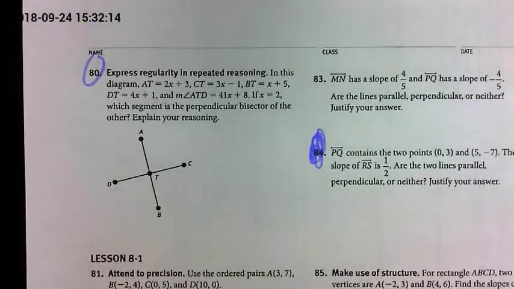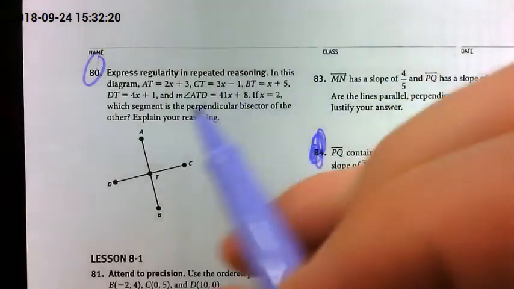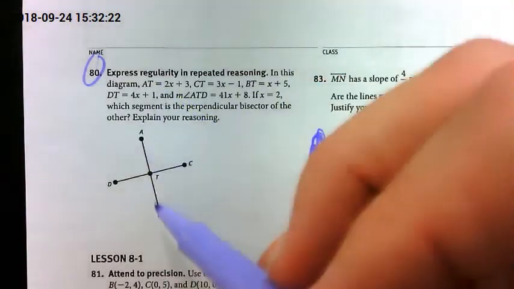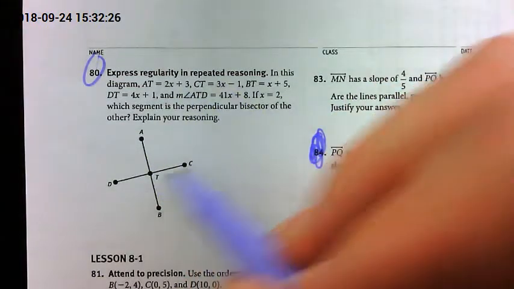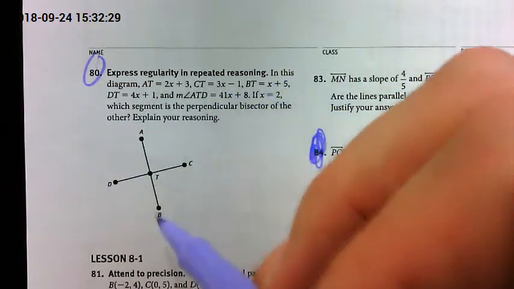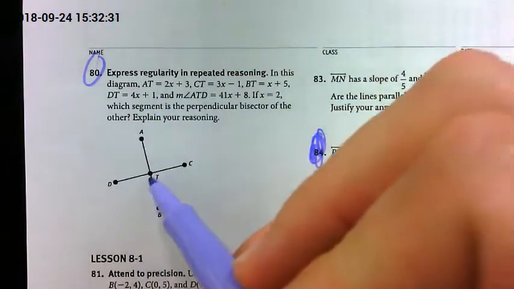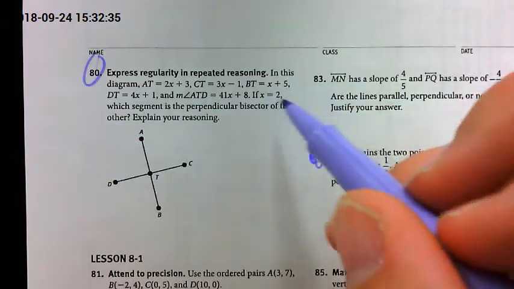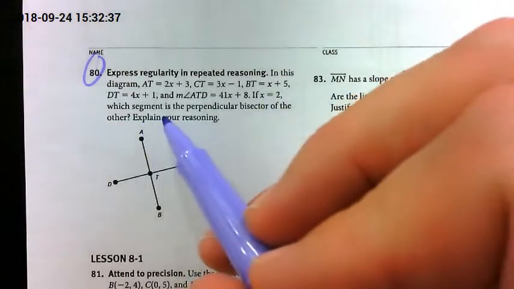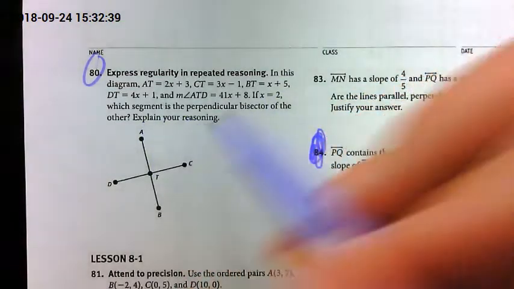We're almost there. In this diagram, it gives you a bunch of different measures. Or sorry, not angle measures, segment lengths. So it tells you this one is that. That's that. That's that. Gives us an angle. X is 2. Which segment is the perpendicular bisector of the other?